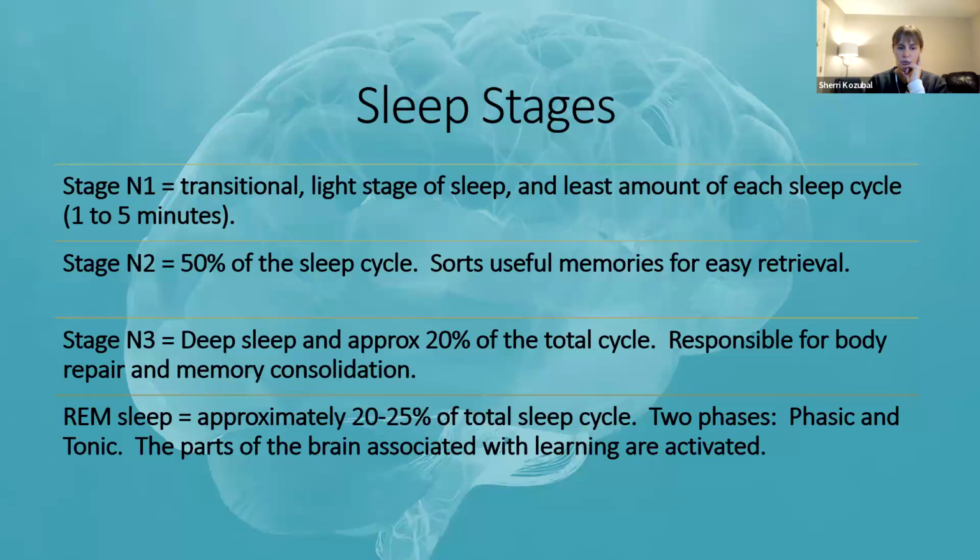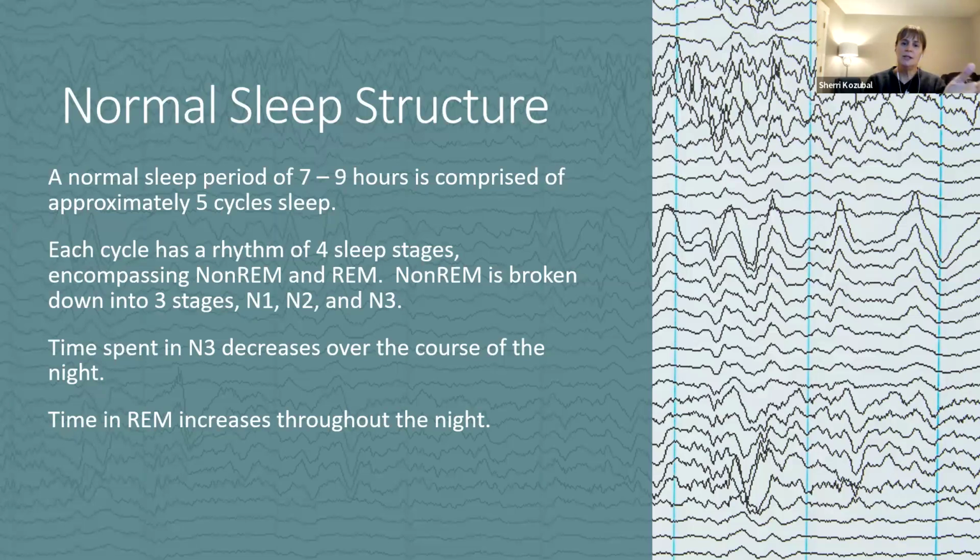And stage N3 is deep sleep. It's really good for body repair and memory consolidation. We see that stage N3 typically will make up about 20% of the total cycle. REM sleep itself has approximately 20 to 25% of the total sleep cycle, and we see it in 2 phases, phasic and tonic. If you look at movies where they're trying to show someone dreaming something really profound, they'll have them move their eyeballs underneath their eyelids, and that's where they're trying to show phasic REM, or the crazy dreams. And the parts of the brain associated with learning are activated in this particular sleep stage.